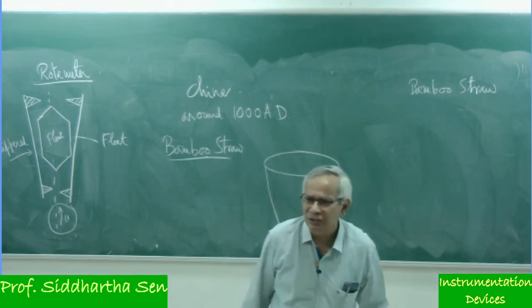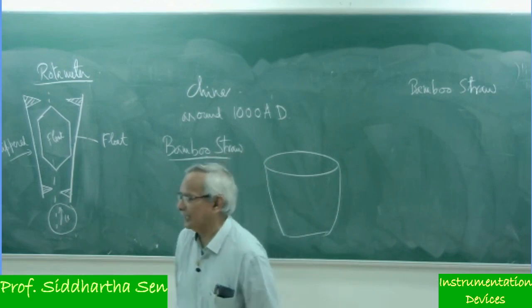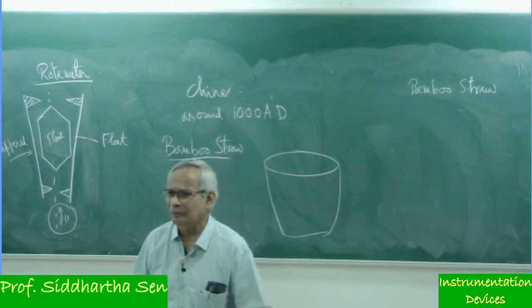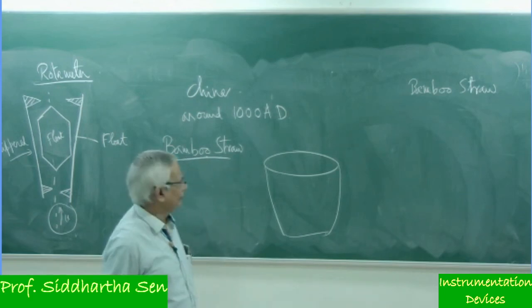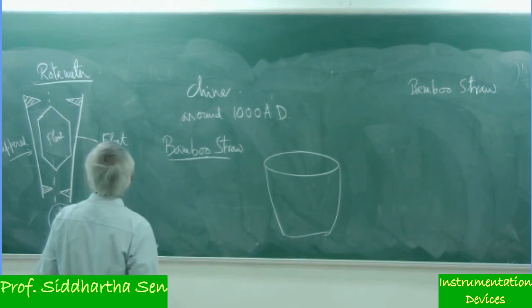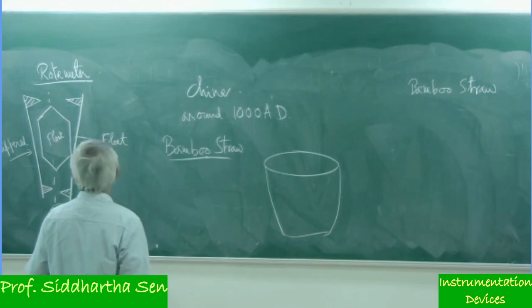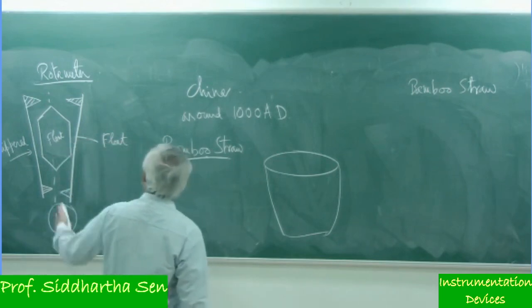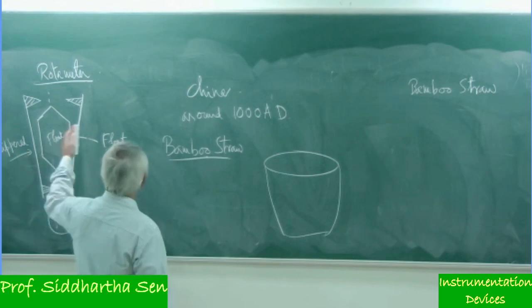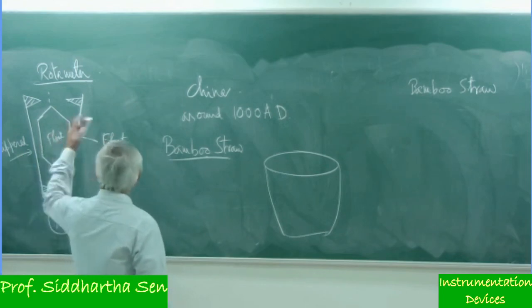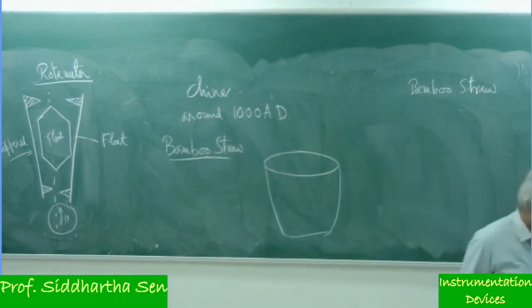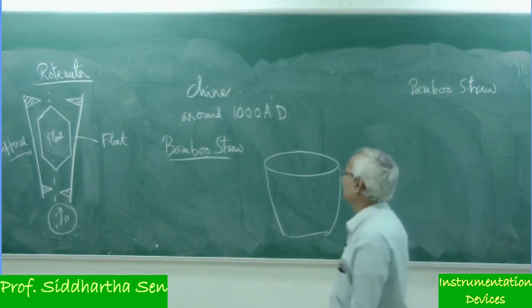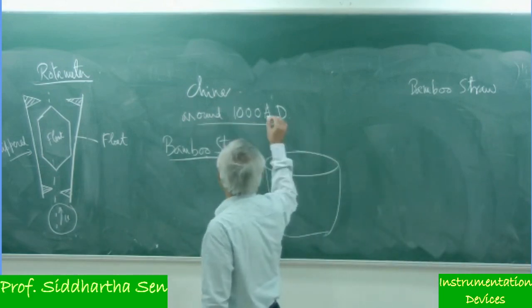Just to see, those people didn't have any idea about the complex Bernoulli's principle, but they nicely made it to fool those smart people who tried to suck very fast. So this is one example, and we will come back to that one. The rotameter is exactly the same principle. Obviously, the credit goes to the earlier Chinese technologists.